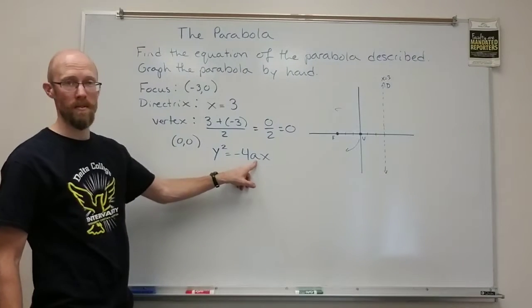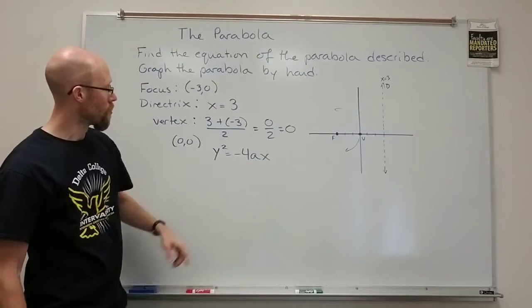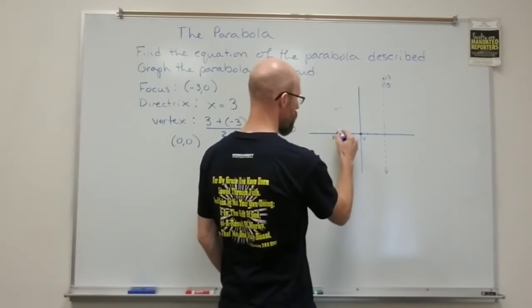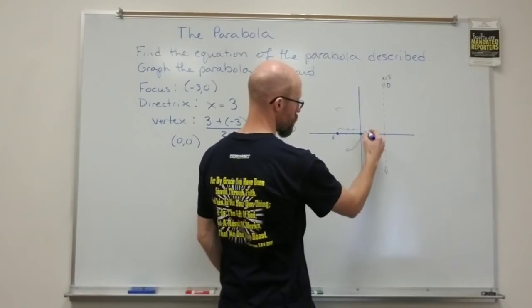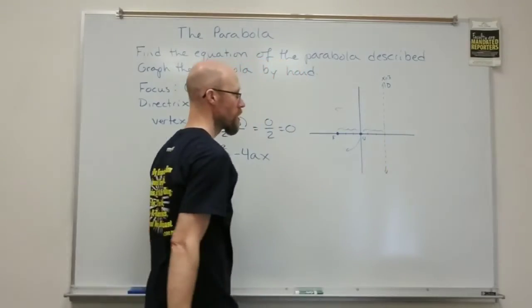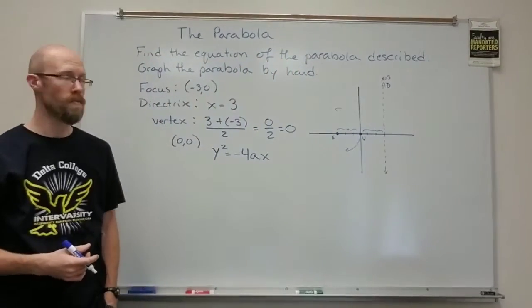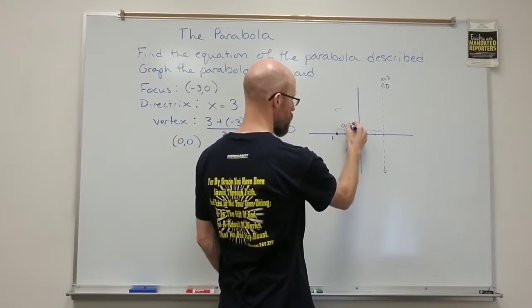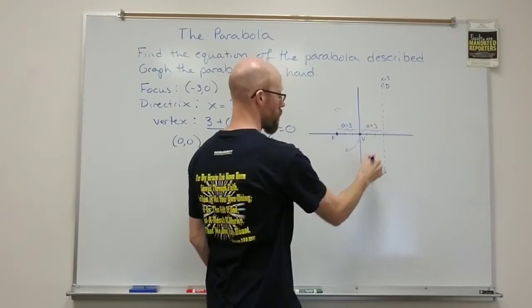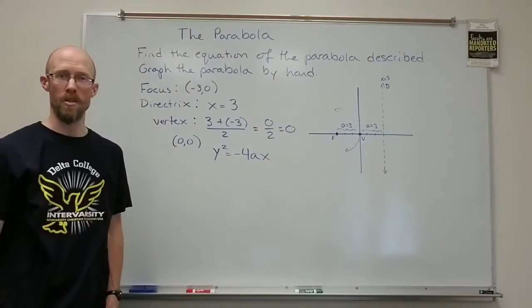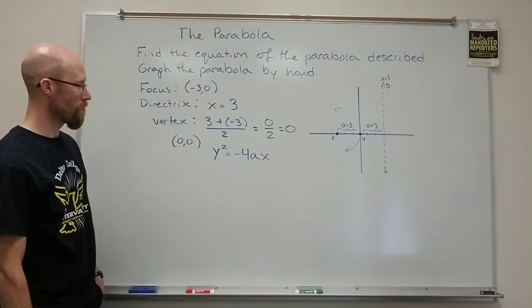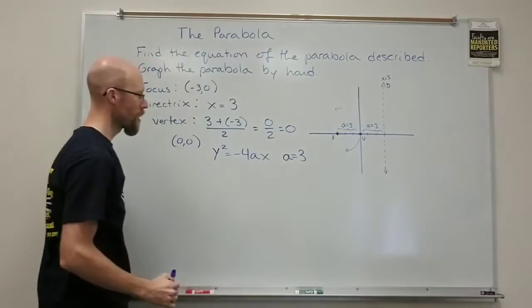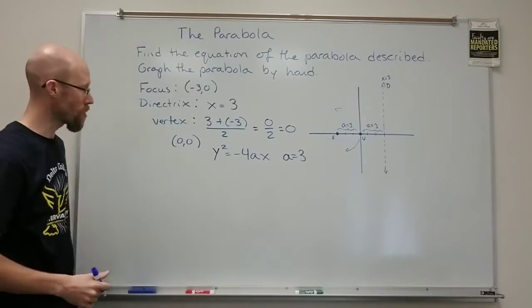Now I just have to find the value for a. Well, the value for a is going to be the distance between the focus and the vertex, which is the same as the vertex to the directrix. That's your a value. And in this case, the a value is equal to 3, right? Because we're plus or minus 3 on either side of the vertex. So if a is equal to 3, then I can plug that in to get my equation.